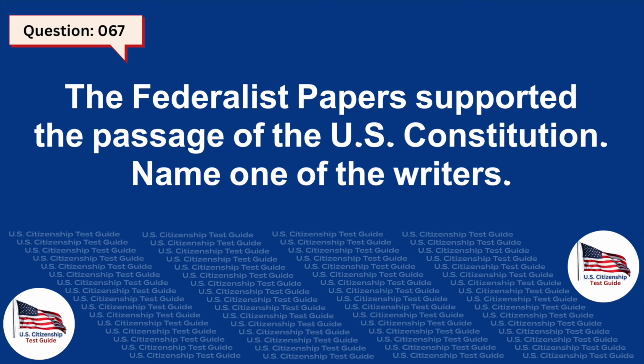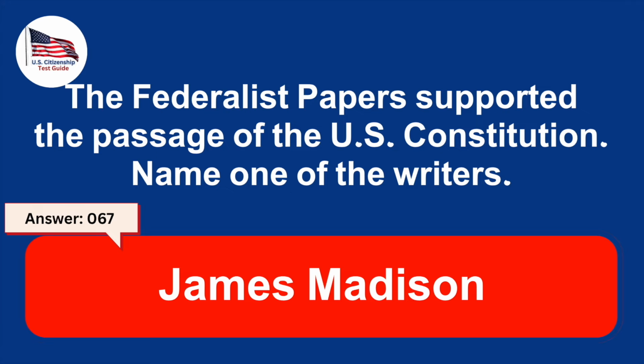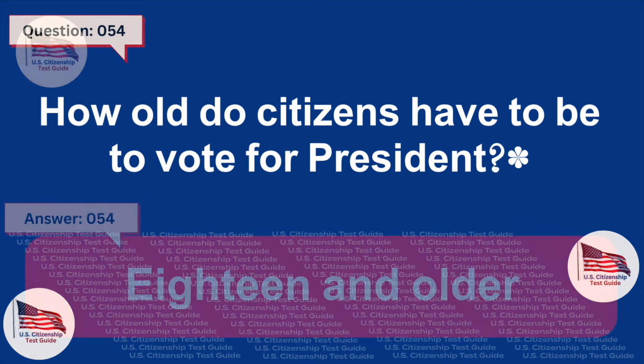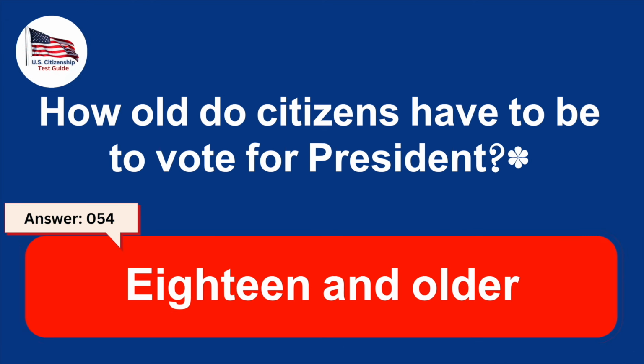The Federalist Papers supported the passage of the U.S. Constitution. Name one of the writers. James Madison. How old do citizens have to be to vote for president? 18 and older.